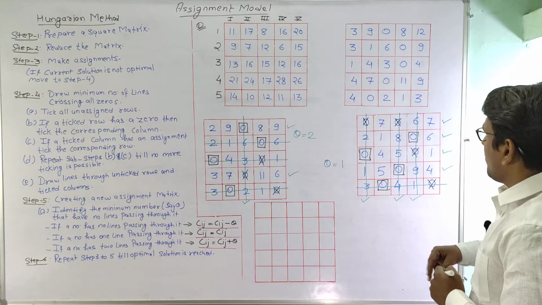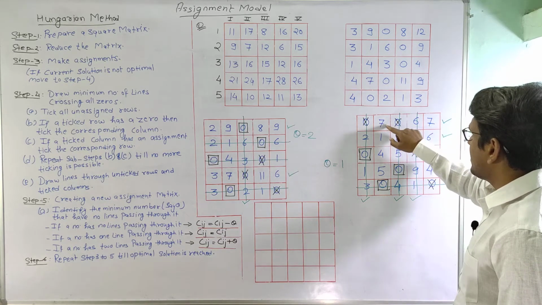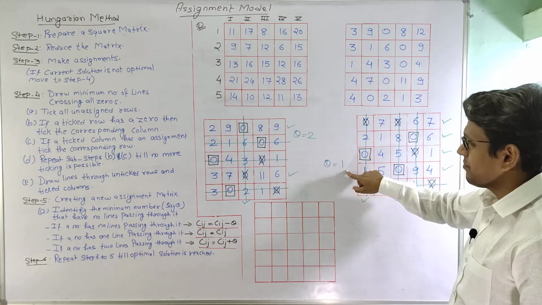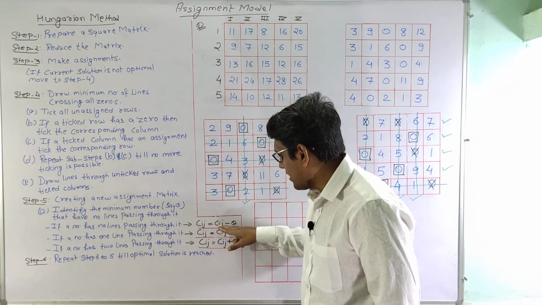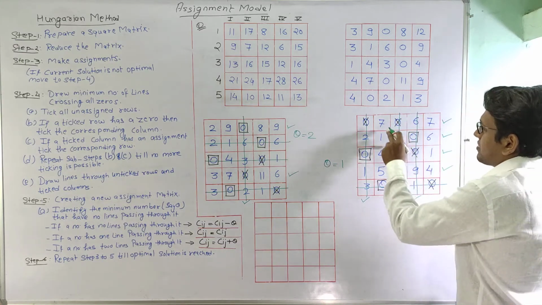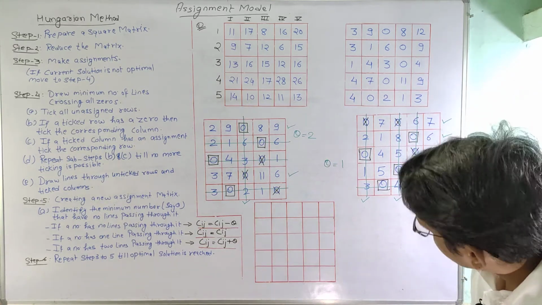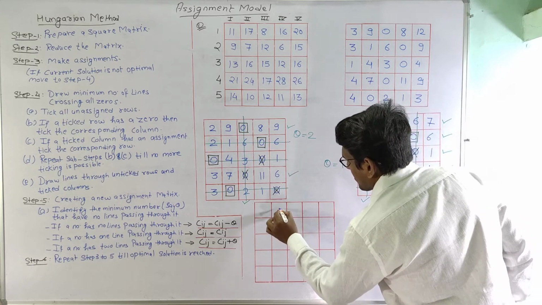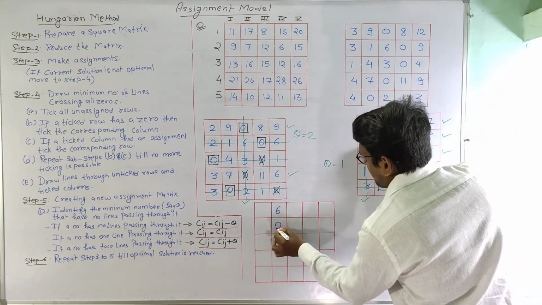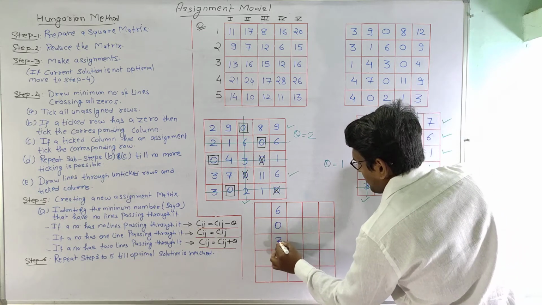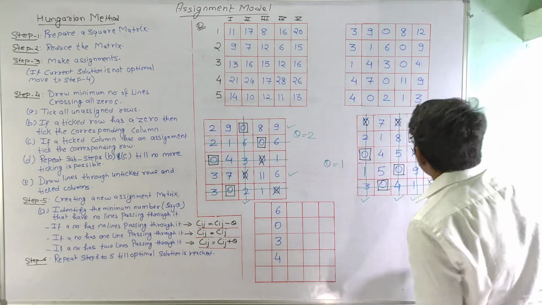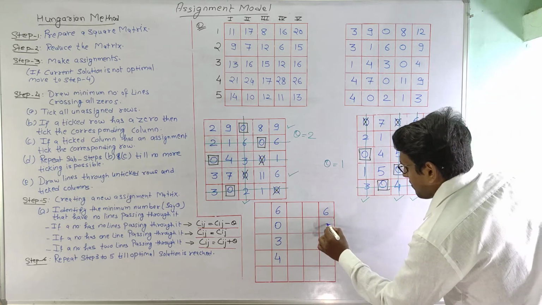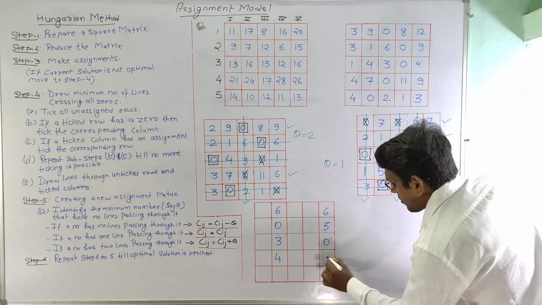Now for the cells which have no lines passing through them, the new Cij is equal to the older Cij minus theta. So this is 7 minus theta, that means 7 minus 1 is 6, so this will be 6. Then 1 minus 1 is 0. 4 minus 1 is 3, 5 minus 1 is 4. Now moving on to this, 7 minus 1 is 6, 6 minus 1 is 5, 1 minus 1 is 0, and 4 minus 1 is 3.